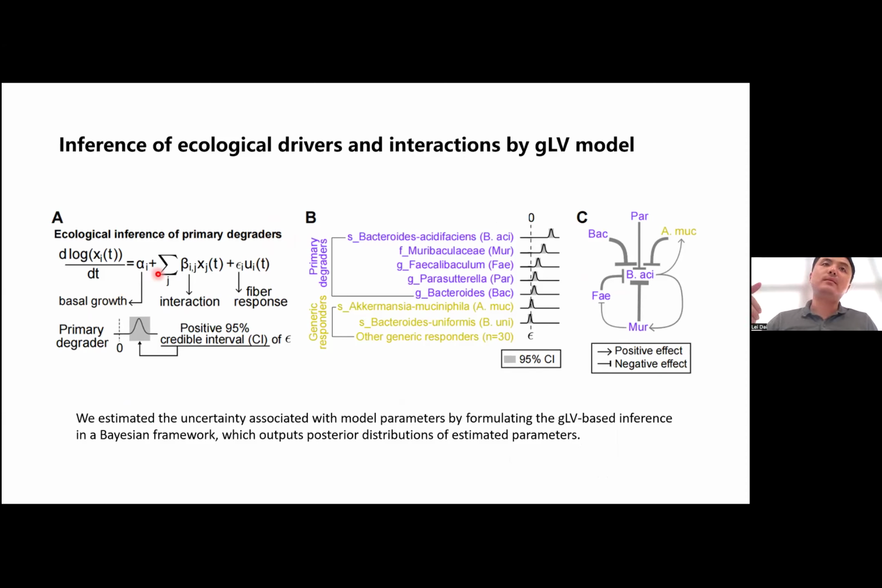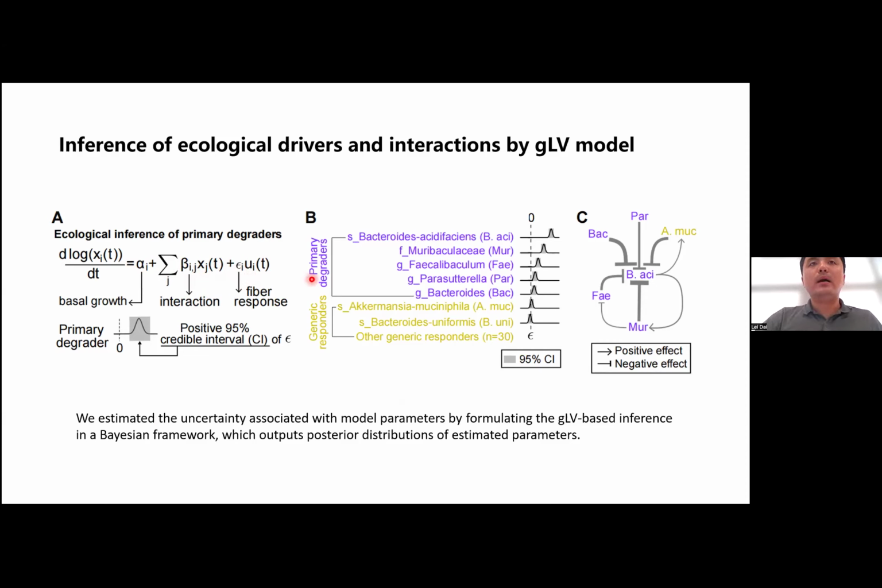If you have a time series, you can use the time series data to fit the generalized Lotka-Volterra model. In this model, it's very simple. Originally, ecologists and mathematical biologists used it to understand oscillation and predator-prey dynamics. In this case, we have a basal growth term and an interaction term. We also introduced a term that we call a fiber response. We assume that when you introduce fiber, it stimulates the growth of certain bacterial taxa.